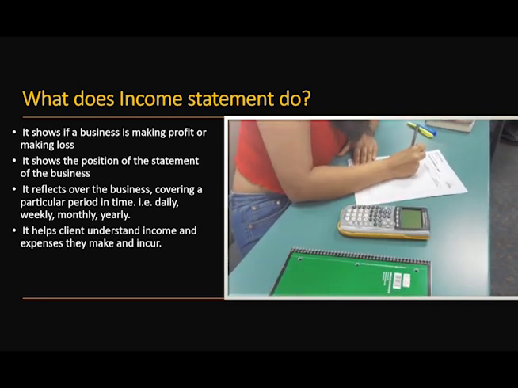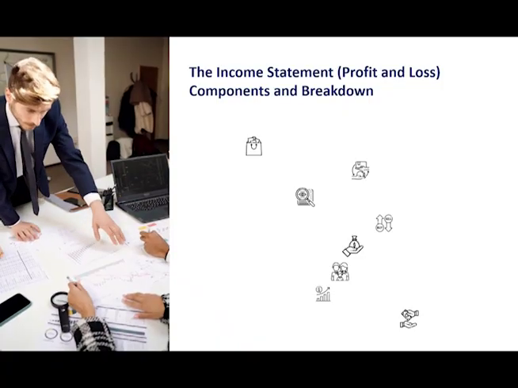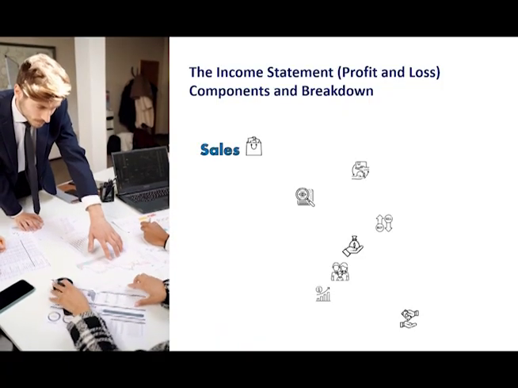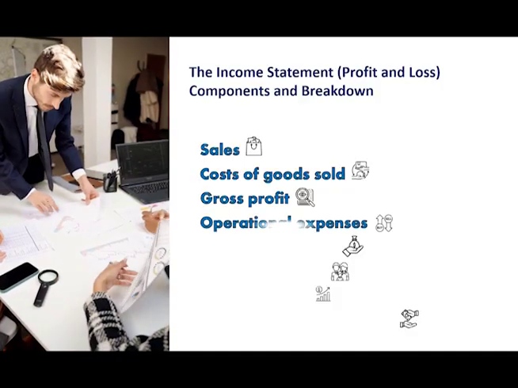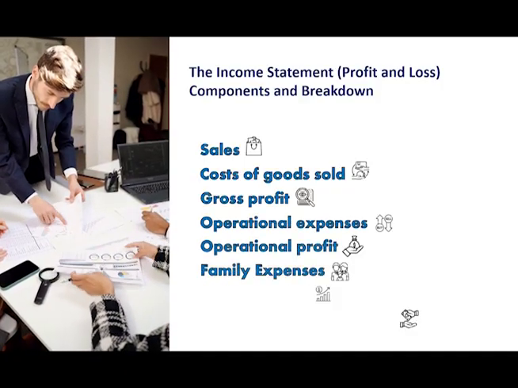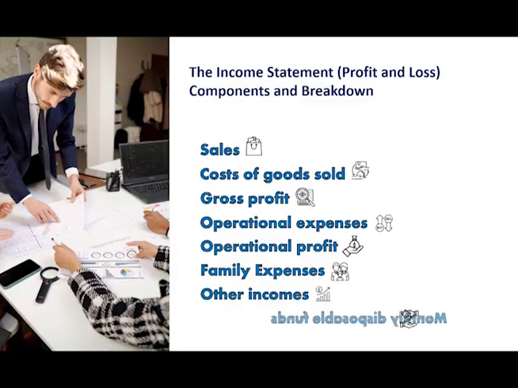The profit and loss components and breakdown include, but are not limited to, sales, costs of goods sold, gross profit, operational expenses, operational profit, family expenses, other incomes, monthly disposable funds. The profit and loss have three main components, namely, revenue, expenses, and the profit or loss.